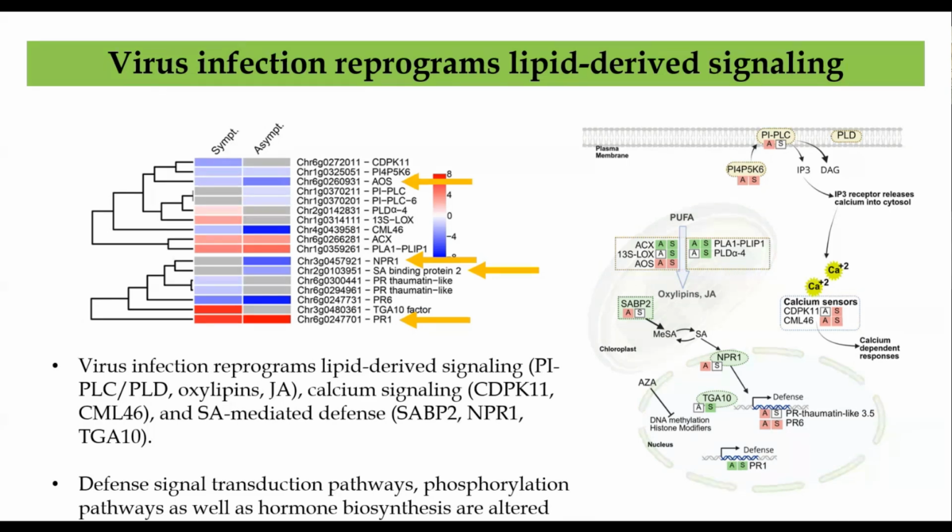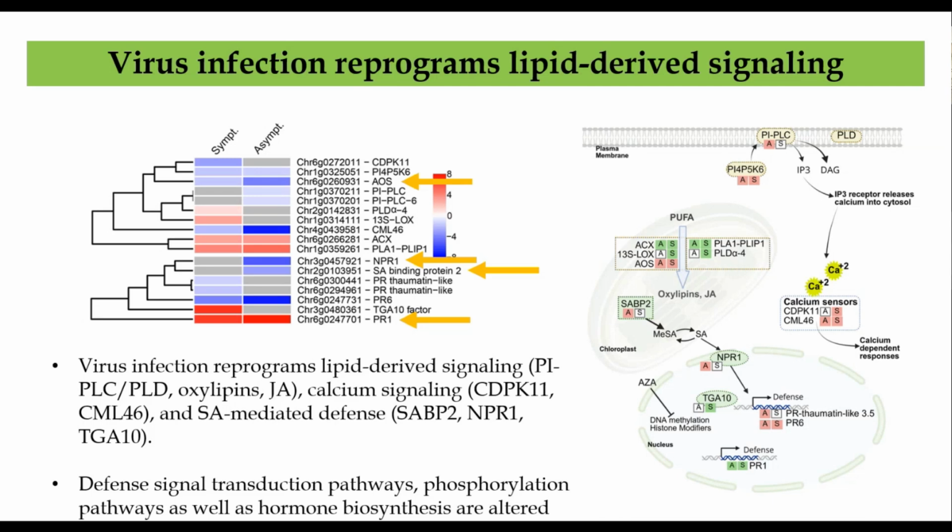We also see, when it comes to lipid-derived signaling, we also saw allene oxide synthase, PI-PLC, phospholipase C, and 13-LOX; they are differentially expressed upon Rosette virus infections. When we are talking about calcium, calcium signaling is also altered upon Rosette infection. We saw genes that are involved in calcium signaling, for example, the chromosomal binding gene.